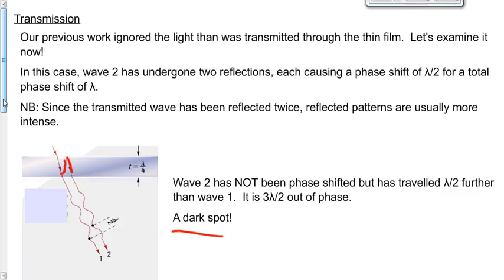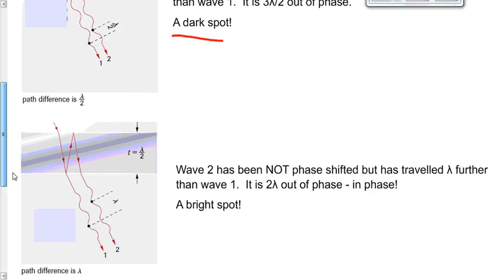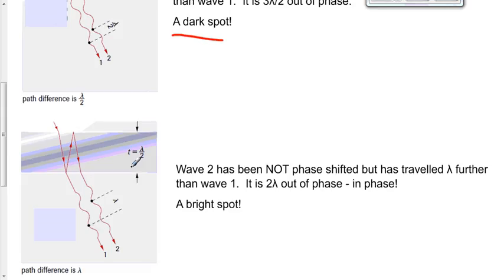We continue this process on for a film that's lambda by 2 long, and we go through the same sort of thing, and we get a bright spot here. We have this as lambda now for its phase shift. So it's out of phase, but it's out of phase by a wavelength, which means it's actually in phase, so it's going to be a bright spot here.